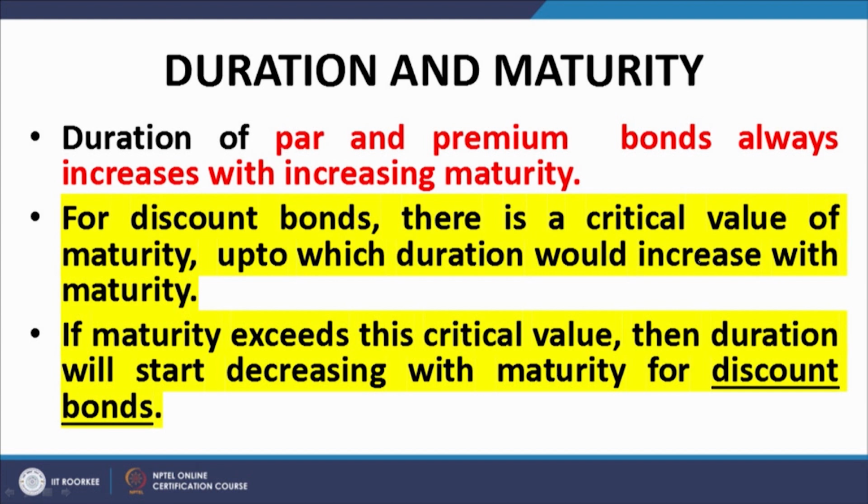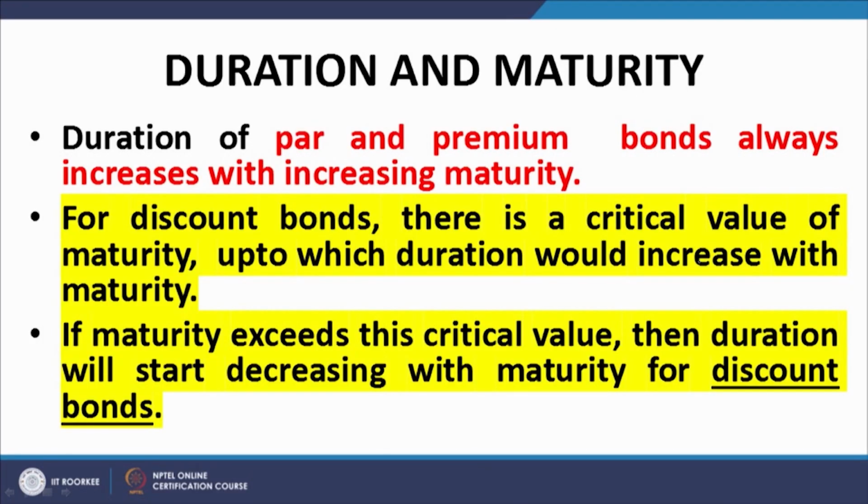Because as the maturity increases, obviously the length of time increases, the number of discounting periods also increases, and therefore the duration of par and premium bonds tends to increase. But there is a slight catch here. The catch relates to the discount bonds. For discount bonds, there is a critical value of maturity up to which duration would increase with maturity, and thereafter, if maturity exceeds this critical value, then duration will start decreasing with maturity for discount bonds.